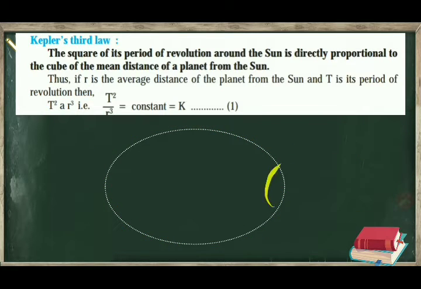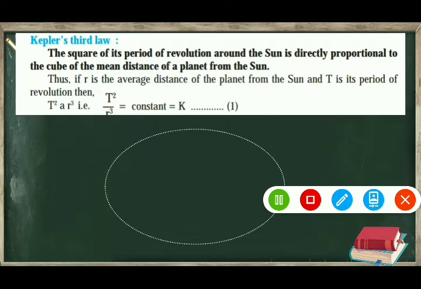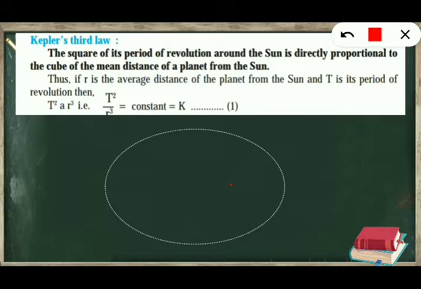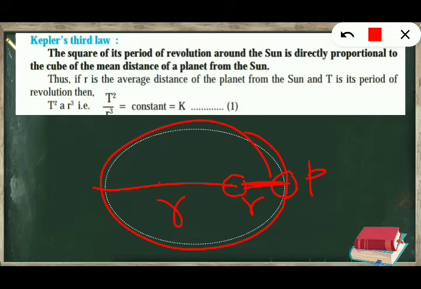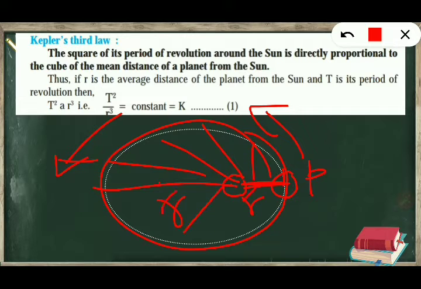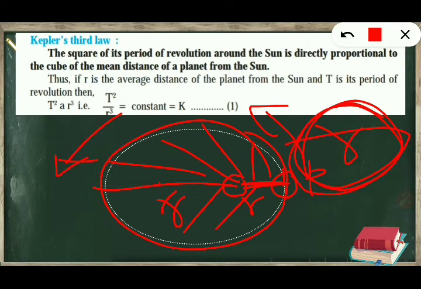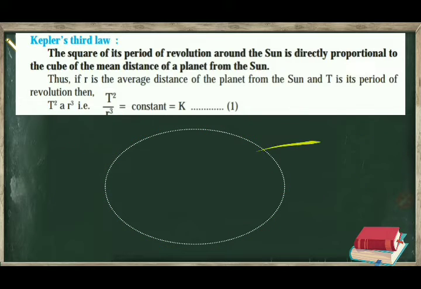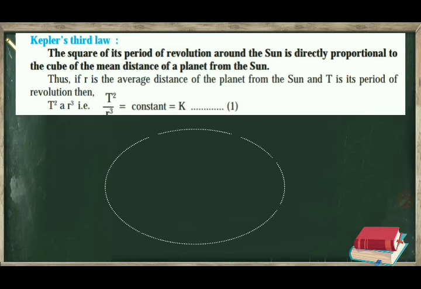Next, what is meant by R? R is nothing but the mean distance of the planet from the sun. See here, this is the first focus and this is the second, and at this focus there is the sun. This is the planet, moving in this direction. This distance is R. As the planet goes from this position to this position, R will change, right? But we take the average R, that is the mean R. So T is the period of revolution, and R is the mean distance of the planet from the sun.